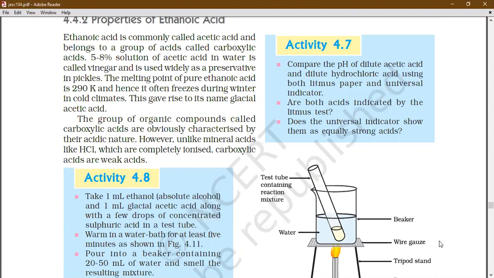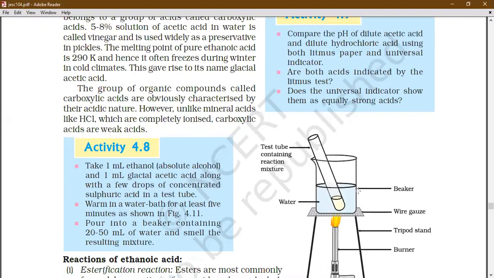The group of organic compounds called carboxylic acids are obviously characterized by their acidic nature. However, unlike mineral acids like HCl, which are completely ionized, carboxylic acids are weak acids. Activity 4.7. Compare the pH of dilute acetic acid and dilute hydrochloric acid using both litmus paper and universal indicator. Are both acids indicated by the litmus test? Does the universal indicator show them as equally strong acids?